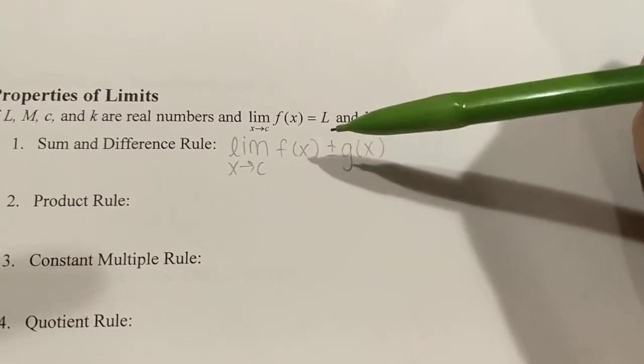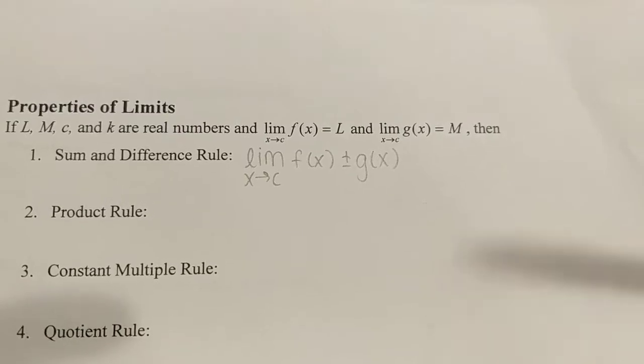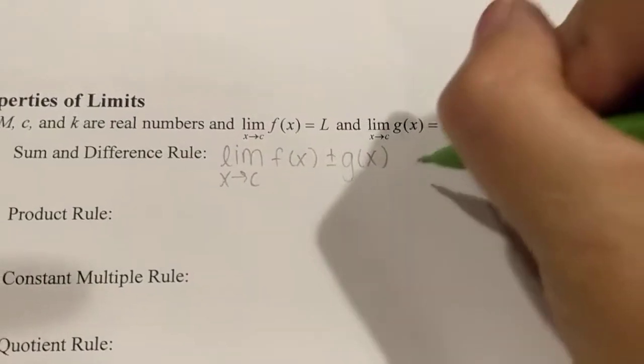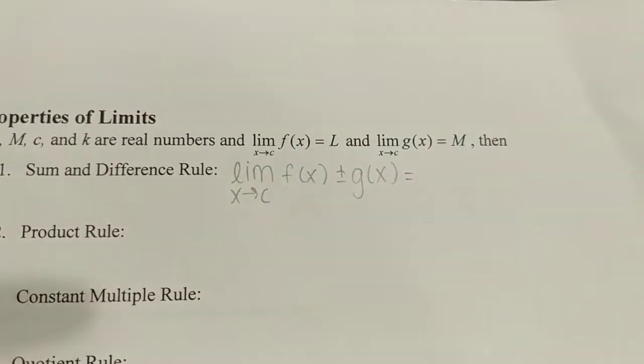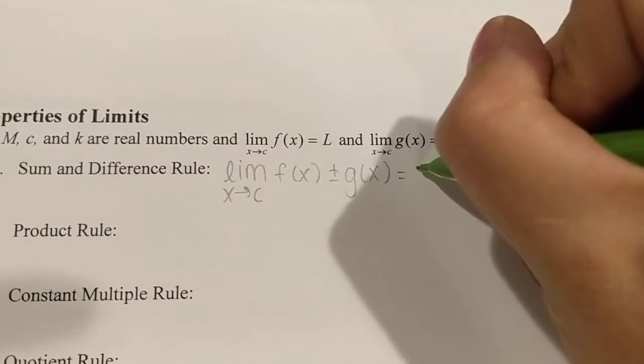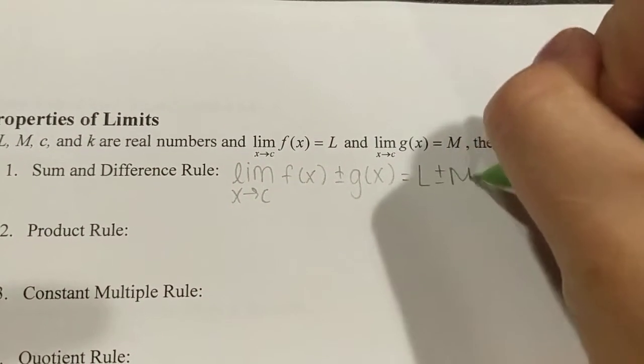So for example, if I wanted to find the limit of x squared plus x, then all I have to do is take the limits of those two functions individually and either add or subtract them depending on what I was doing there.